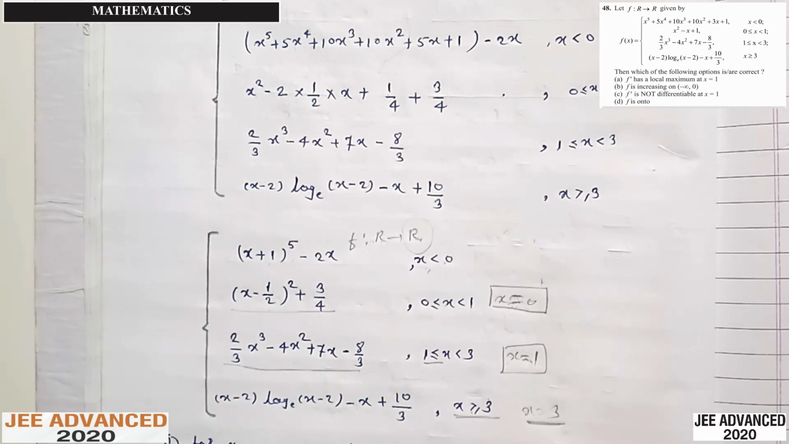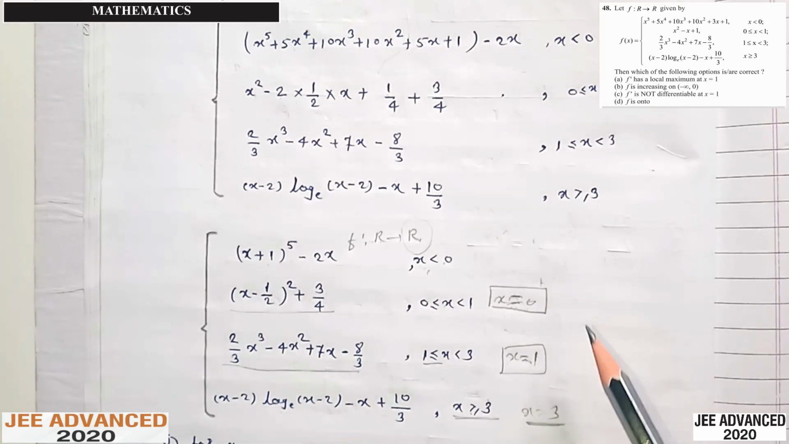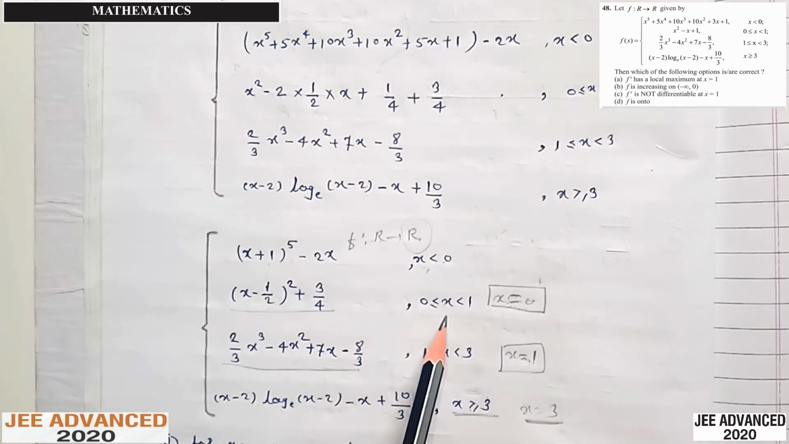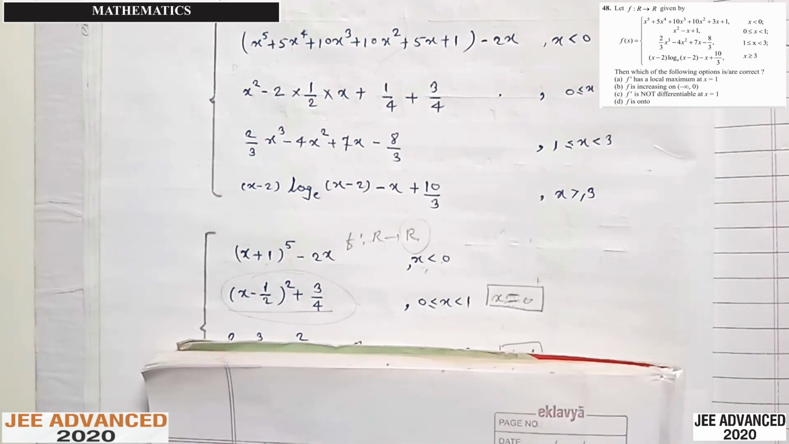So x equal to 3 is a confirmed value for our third polynomial, and I got x equal to 0. For x equal to 0, we get this polynomial f of x. Okay, now put x as 0. When x is 0, what will we get? 0 minus 1 by 2 bracket square. Okay, so what we will get here, let me explain.